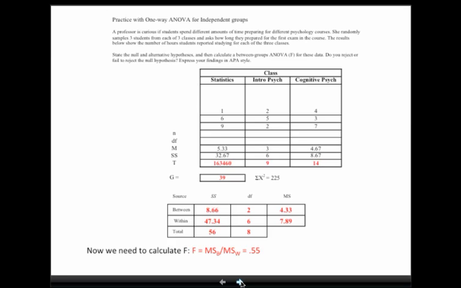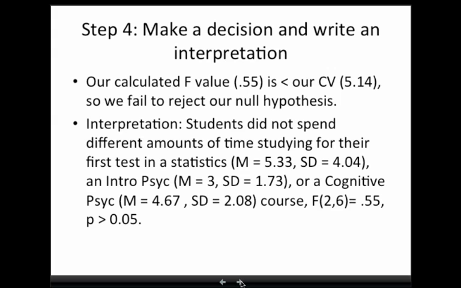Step 4 for hypothesis testing is to make a decision and write an interpretation. Our calculated F value was 0.55. It is less than our critical value, which was 5.14, so we fail to reject our null hypothesis. And here is an example interpretation that you could have written. Remember that you need a narrative statement about what happened with your statistics.